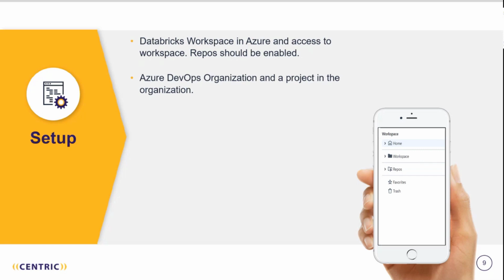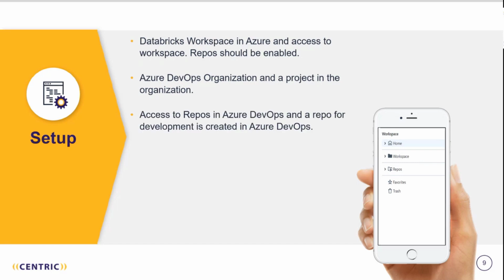The second, which is also a very obvious one, is having your Git provider access. And if you're using Azure DevOps, you have to create an organization. And then within the organization, you have to create a project. So you have to create these two things and have access to these things. And third is having access to Azure DevOps. And then you have to create a repo in Azure DevOps.